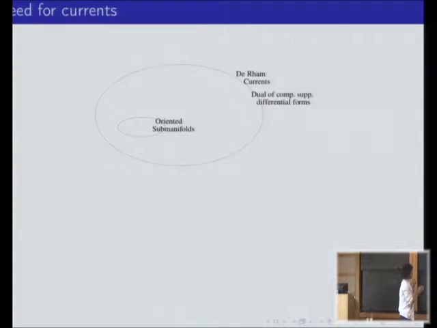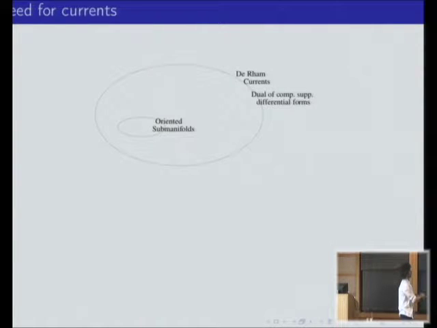So the space of de Rham currents is, by definition, just the dual space of compactly supported forms of some degree k, and k is going to be the dimension of the current. So oriented submanifolds of dimension k naturally have an action as continuous linear functionals on differential forms of degree k. How do you get this action? You just take your submanifold, you integrate a form on it, and this is a continuous linear functional. So you have this embedding of oriented submanifolds into the huge space of the de Rham currents.